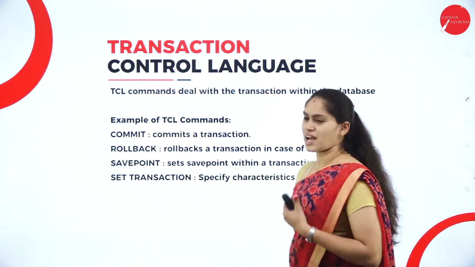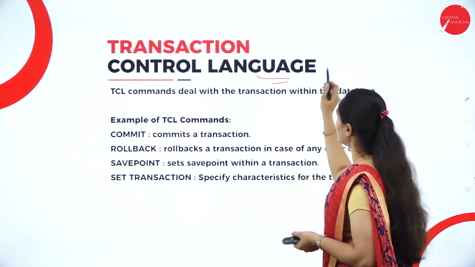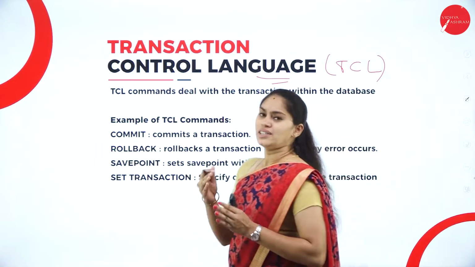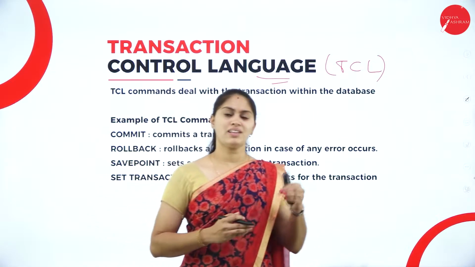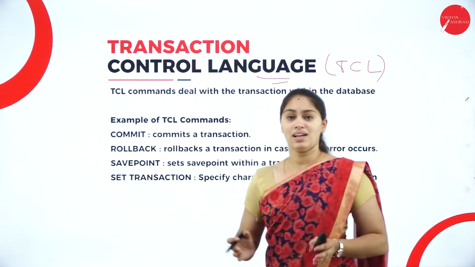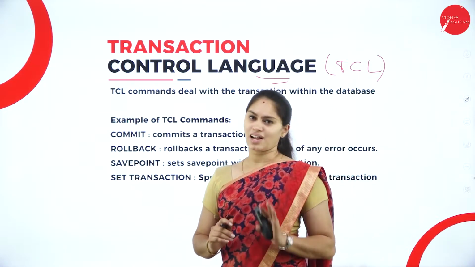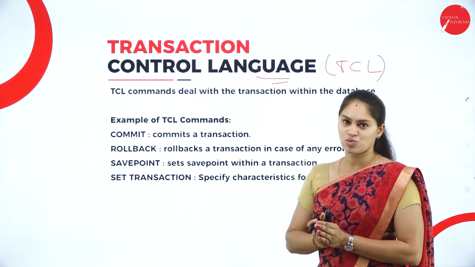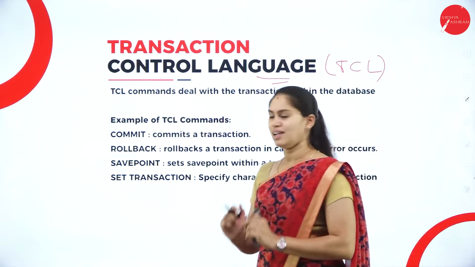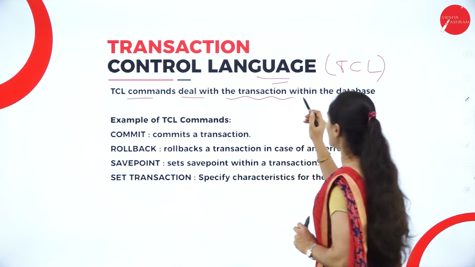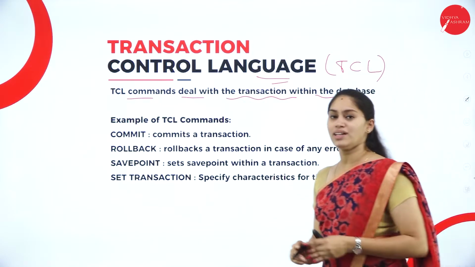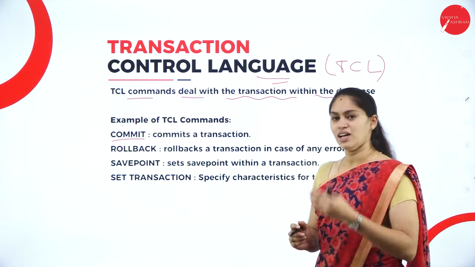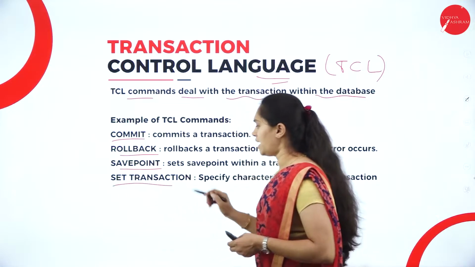So next we have the transaction control language. In short, it will be considered as what? TCL, transaction control language. As we all know, a transaction means any kind of operation, whether I am retrieving, inserting, deleting or updating, all of those will be considered as one transaction. So when I have control over that transaction, that kind of programming language will be considered as the transaction control language. TCL commands deal with transactions within the database. So what are the commands which come under this TCL? We'll see now. One is commit, rollback, and we also have savepoint.